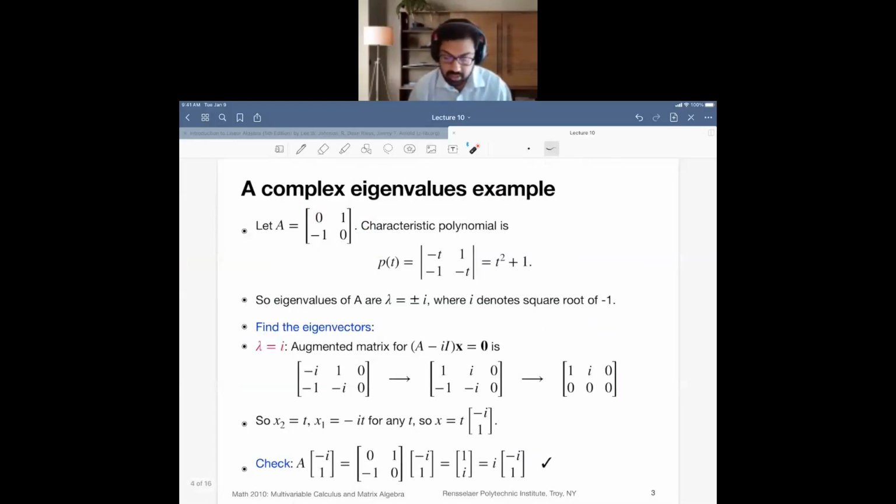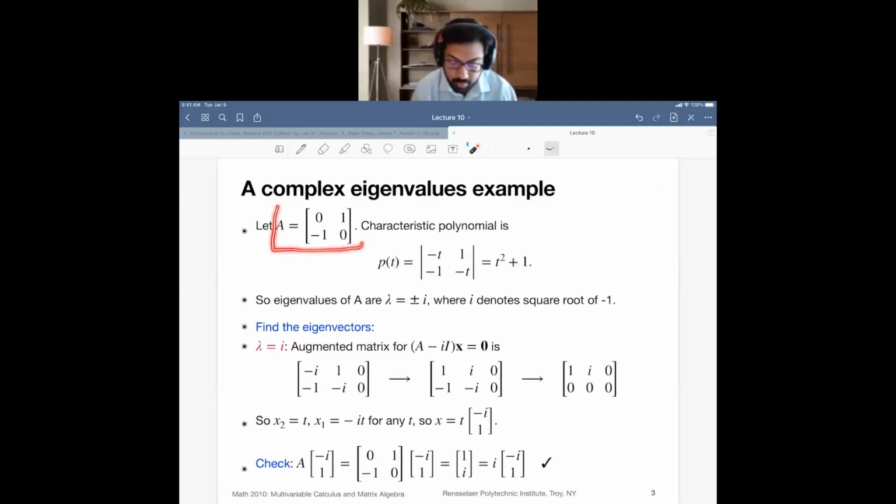That's fine. This is an example that we saw in the last class, but we didn't go quite far with it. We didn't find the eigenvectors for the complex eigenvalues. So let's try to do that over here.